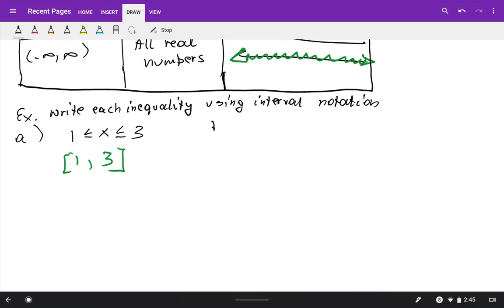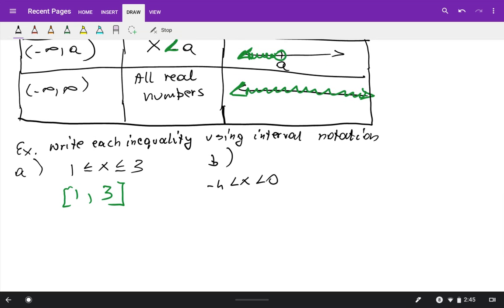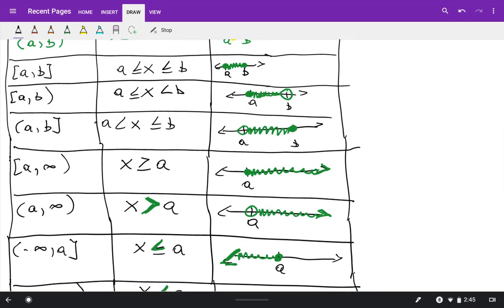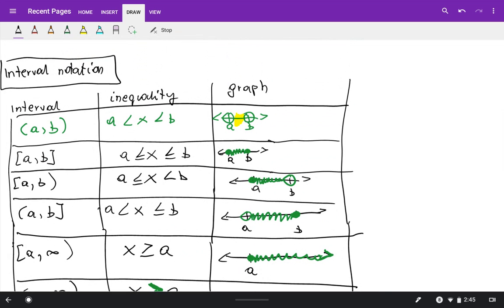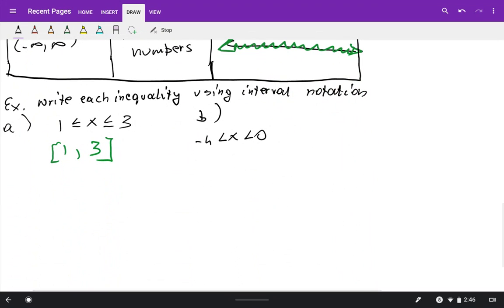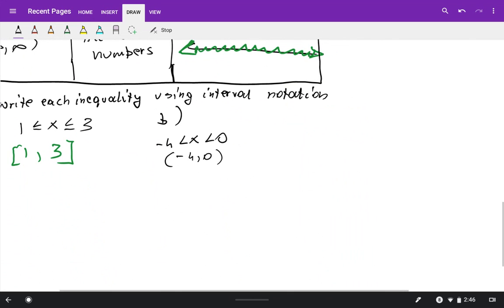B, we need to write this inequality using interval notation. So we have x greater than negative 4, however less than 0. So that's the first inequality, which is in green. So we're going to put in the parenthesis a comma b. In our case, a is negative 4. So the solution will be negative 4 comma 0. So the solutions are all real numbers from negative 4 to 0, or you can read it as between negative 4 and 0.